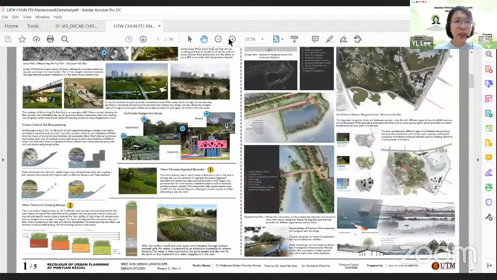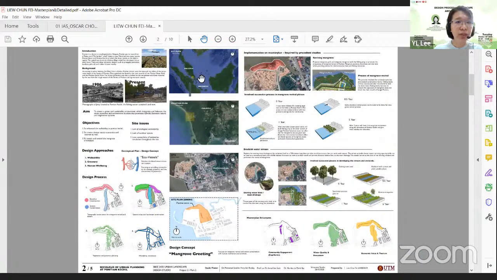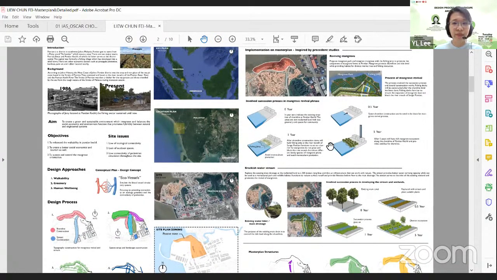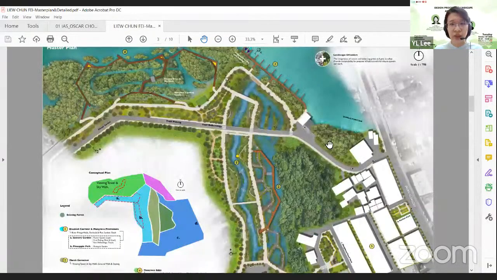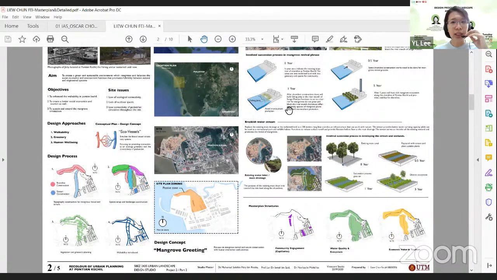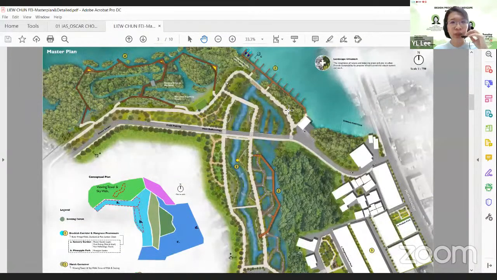Okay, I will zoom in a little more. This is about their site introduction, site issues, and the design process. Students arrange all this based on their creativity. But this student's graphics are good, though he is in second year. So this is basically the master plan, a landscape master plan, for the site near the mangrove.